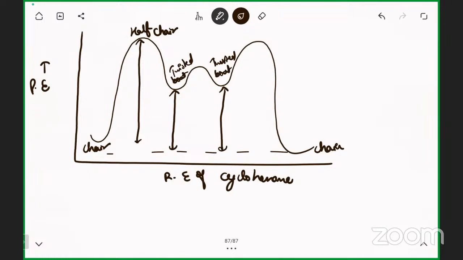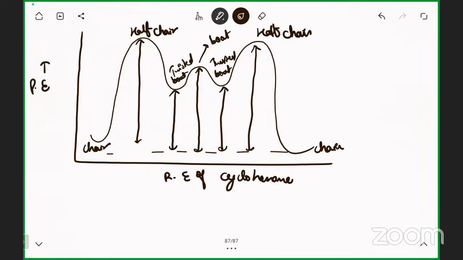Okay, and this one is for the boat, and this again for the half chair. So you can see, we have learned one thing: more energy means less stability. I told you in the beginning that energy is inversely proportional to stability. So you can see half chair, twisted boat, boat have more energy, and the chair has the least energy. That's why the chair is the most stable form.